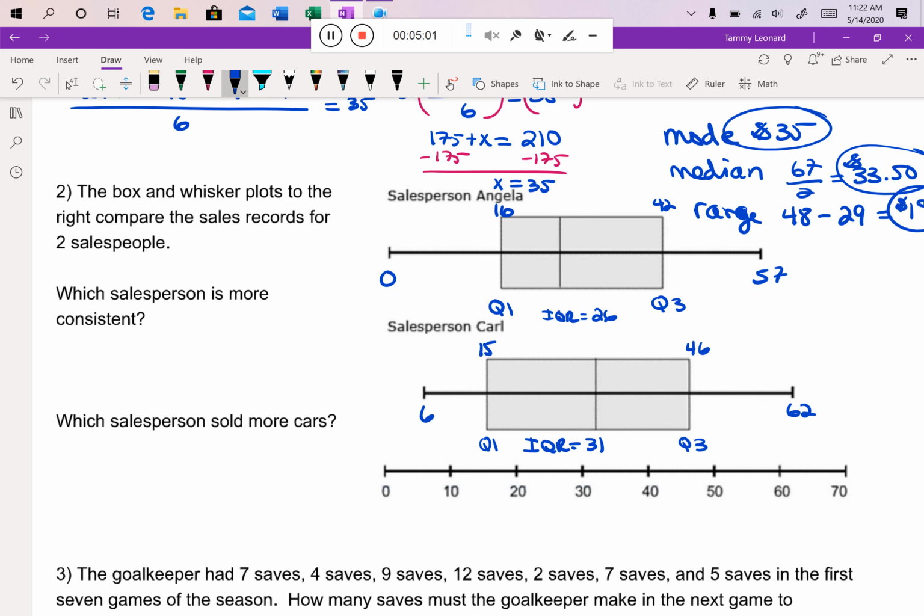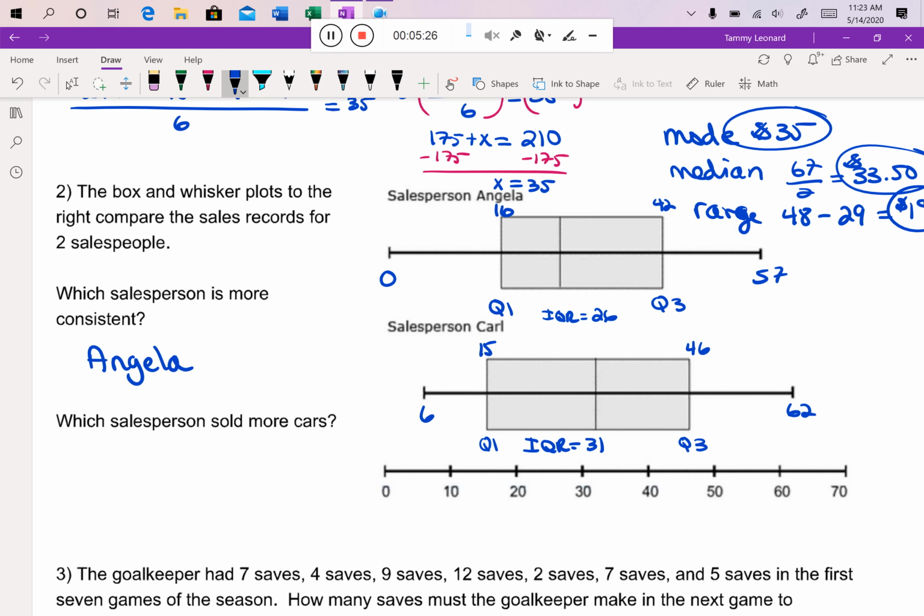So when it comes to consistency, Angela is more consistent. 50% of her data fits into a smaller spread. So Angela is more consistent. We know what to expect with Angela. But Carl seems to sell more cars overall.